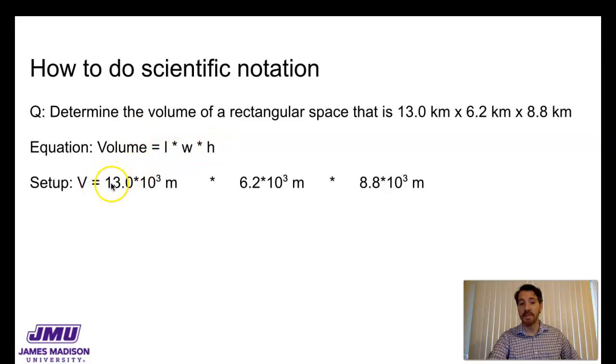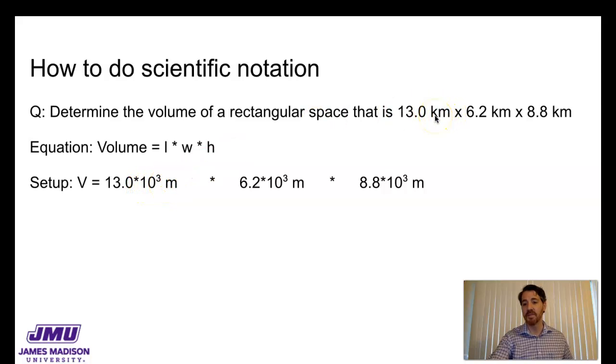So when I go to type these numbers in, I'm talking about 13.0. Notice it says kilometers up here, and I have replaced kilo with times 10 to the third. This is where you want to do that. You want to do that when you go to write these numbers out like this to do the math. So 13.0 times 10 to the third. How did I know it was times 10 to the third?